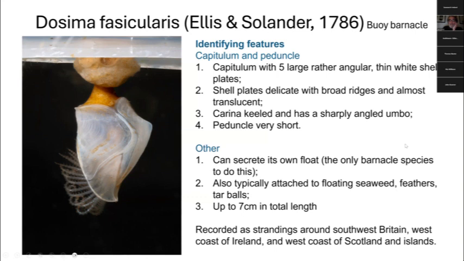This can secrete its own float, and it's the only known barnacle to do this. And I guess that might be it here. So it's secreted its own float, but it's also attached to a piece of debris by the look of it. And so these species, like other oceanic vagrants, are typically attached to floating seaweed, feathers, and tar balls, and amplified by this marvelous polystyrene-like structure that it secretes itself.